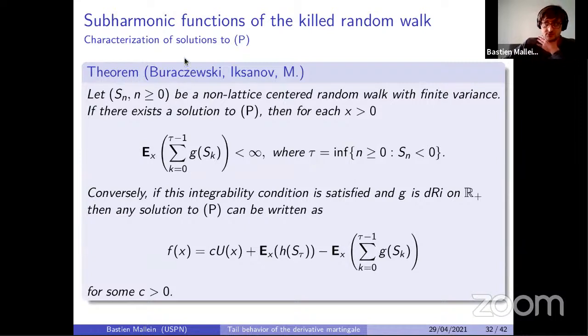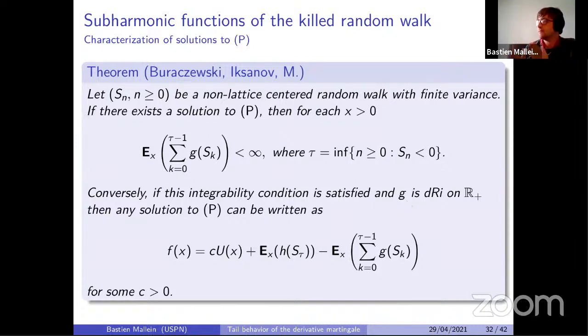So now, what I'm saying is that, in our joint work with Darek and Alexander, we showed that if there exists a solution to the Poisson equation that I wrote, then the expectation of the sum from k equals 0 to tau minus 1 of g of s_k, where s is a random walk starting from position little x, and tau is the first time where the random walk becomes negative, this quantity has to be finite for all x.